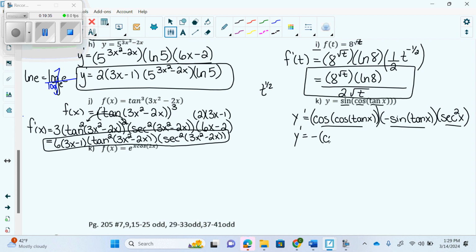And then they'll go cos tan x, and then sine tan x, and then secant squared x. And these three could be out of order, it doesn't matter. If you're matching the textbook, they can put the sine tan x first, or they can put the secant squared x first, right?